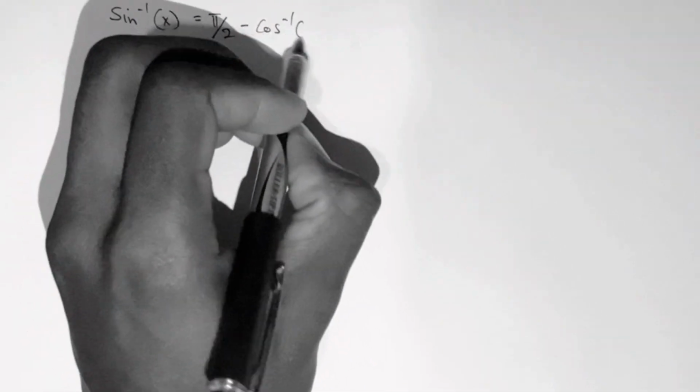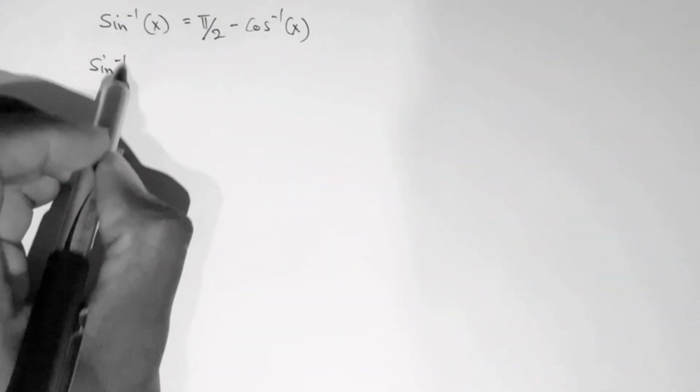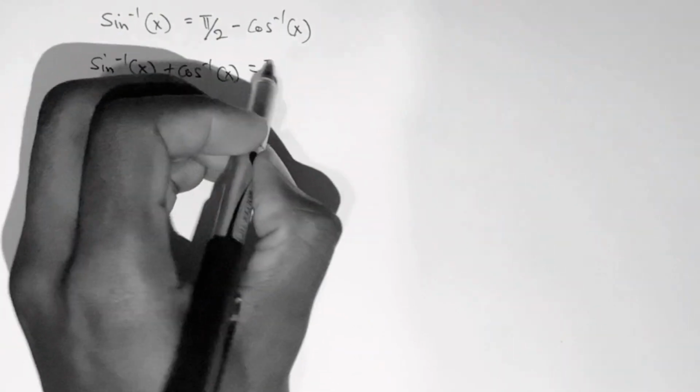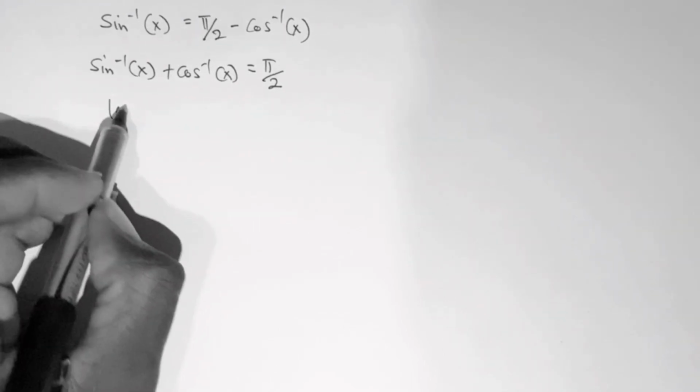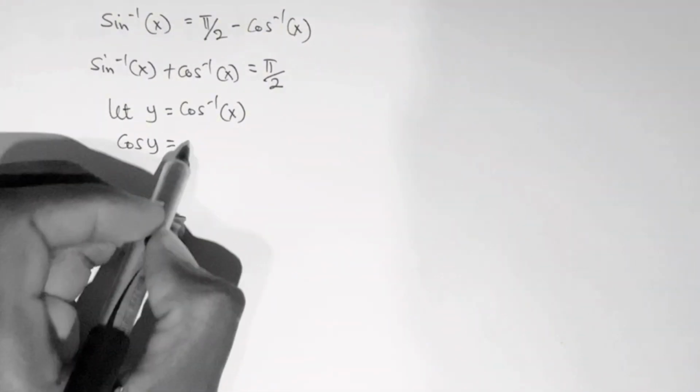Now, there are some very important identities that we want to prove. The first one is sine inverse of x is equal to pi over 2 then minus cos inverse of x. How do we prove this identity? Let's rewrite this as sine inverse of x then plus cos inverse of x is equal to pi over 2. Now let's let y be equal to cos inverse of x. It implies that cos y is equal to x.